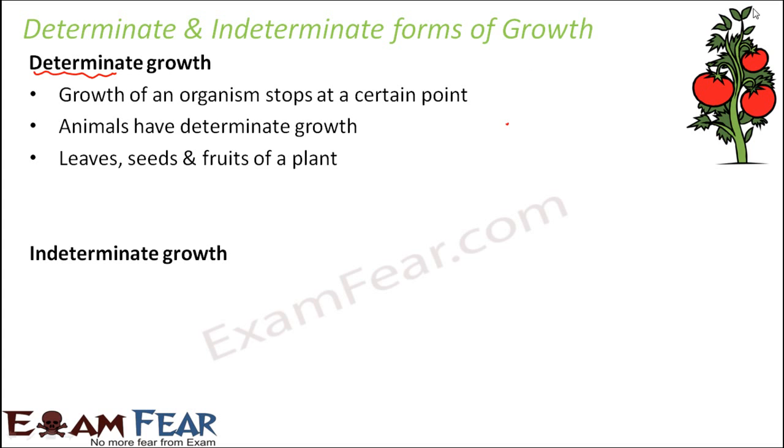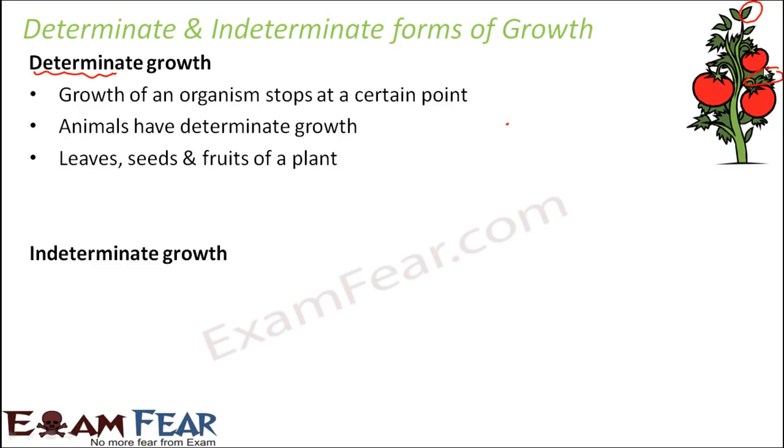Here you can see in this plant, these leaves are very small, so they still have scope to grow, so they will grow. But the leaves at the bottom are already grown up and they are not going to grow any further. So leaves, seeds, and fruits are all examples of parts of a plant which show determinate growth.